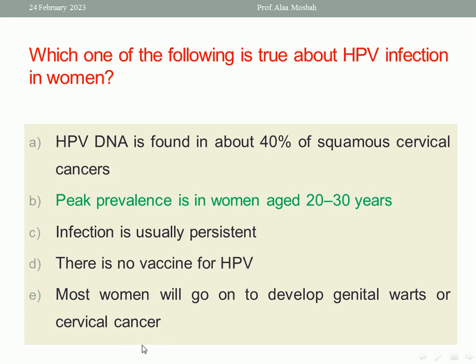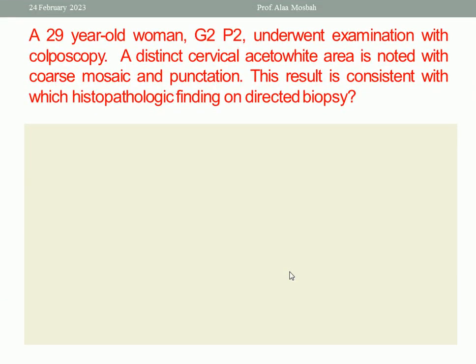The same for cervical cancer, but the serotypes here, the commonest are human papillomavirus 16 and 18, which develop cancer or CIN. So the statement that most women will go on to develop genital warts or cervical cancer is not true. Most women will resolve spontaneously. So the best one response here is peak prevalence in women aged 20 to 30. This age is the commonest for human papillomavirus infection, in sexually active women. Okay, let us go to the next.